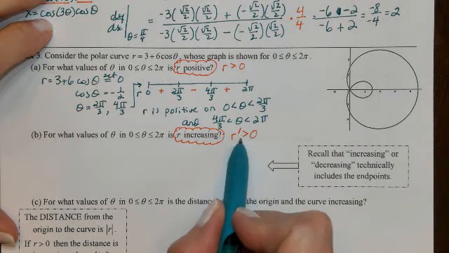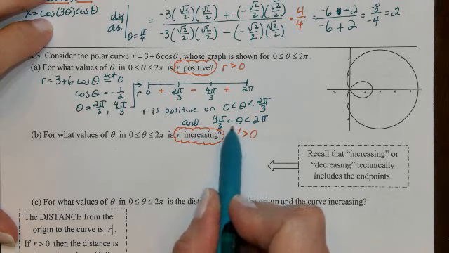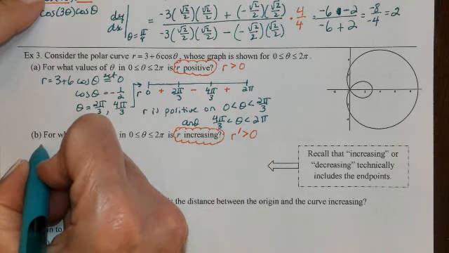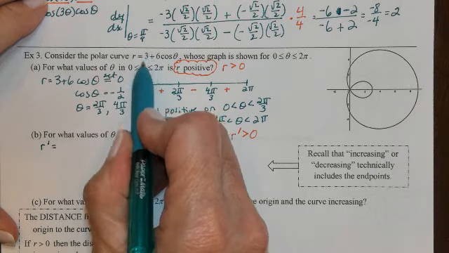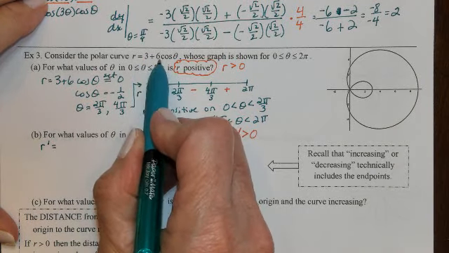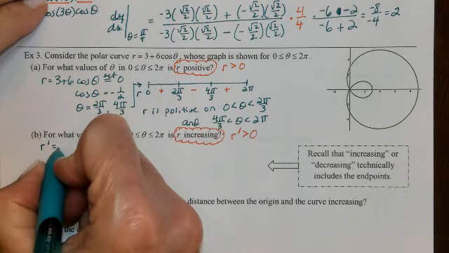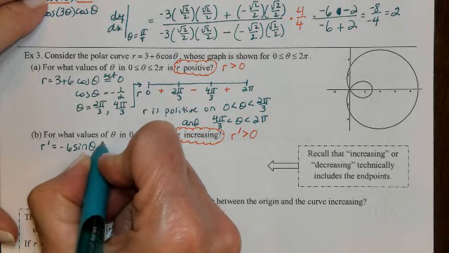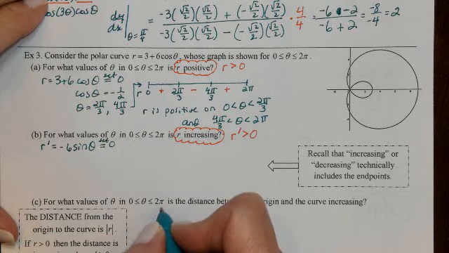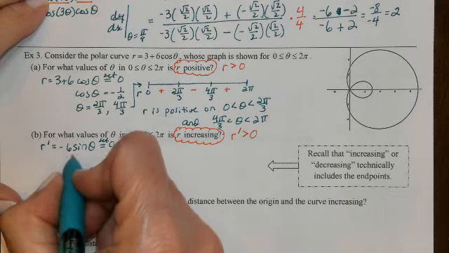We need a sign chart. This time the sign chart needs to be for r prime. So we're going to come down, find r prime. What is r prime? Well, the derivative of 3 is 0. The derivative of 6 cosine theta is negative 6 sine theta. So we're going to set that equal to 0 and solve for theta.